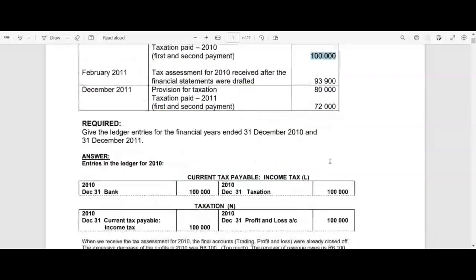So let us just go and look at those entries. This was the first one, ladies and gentlemen, where we debited the taxation expense. We should actually add expense there, taxation expense, and we credited the current tax payable income tax account with 100,000. So those two entries come from our journal entry. Then, ladies and gentlemen, what else would we have done? We have paid the 100,000 rands.